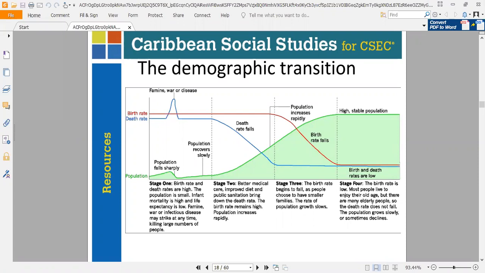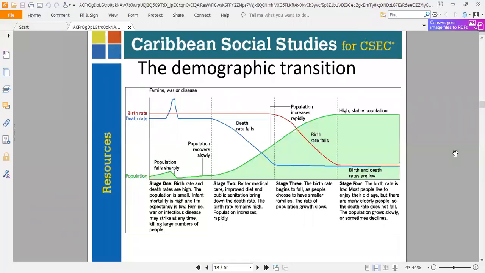And we can see that as indicated by the red line being the birth rate, and if we look at the death rate, the line that is blue, right? So we realize that there's a spike of the death rate, right? A rapid spike, which shows that individuals within the society become susceptible to death based on the following factors, which is famine, war, or diseases.